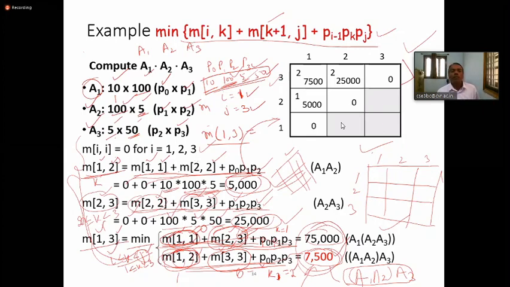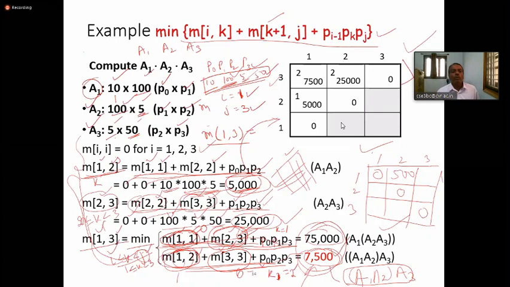1 to 1 matrix, I already told you how much you got? 0. 1 to 1, 0. 2 to 2, what is this? 0. 3 to 3, 0. If you draw it like this, no problem. Now, what is this 1 to 2? What did you get? 1 to 2 is this one: 5,000. 1 to 2, 5,000. Don't worry, no problem.